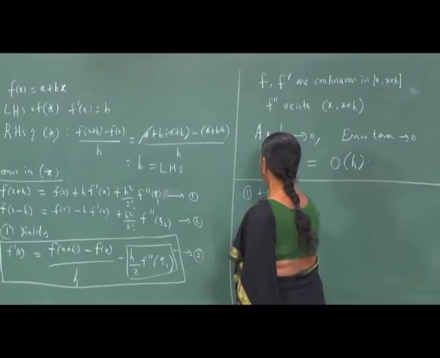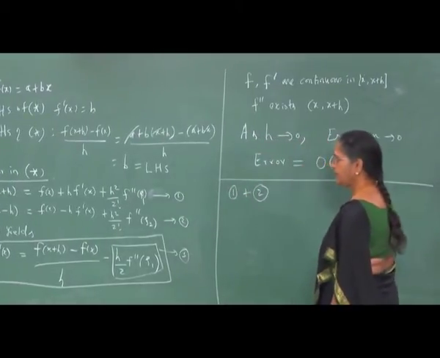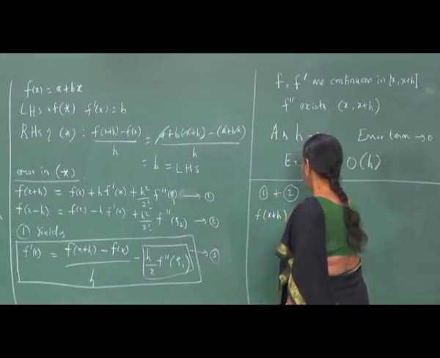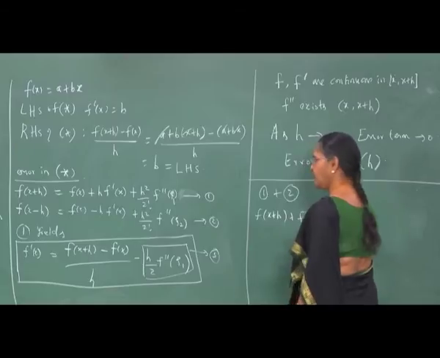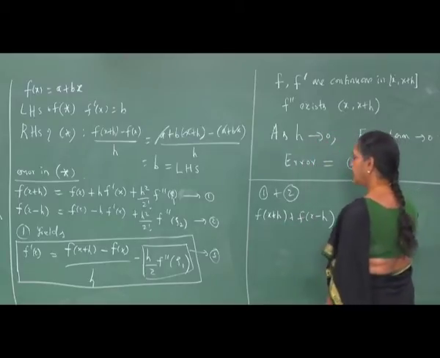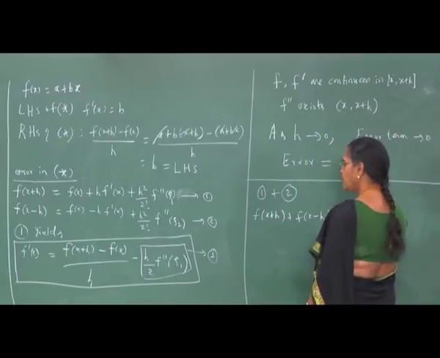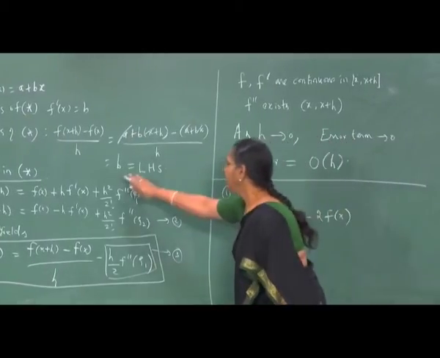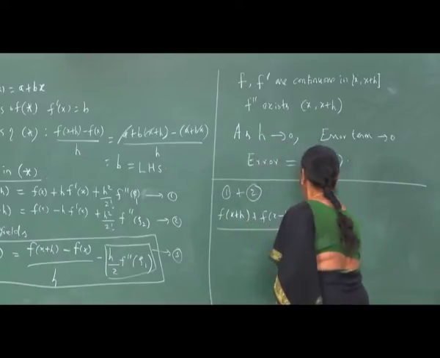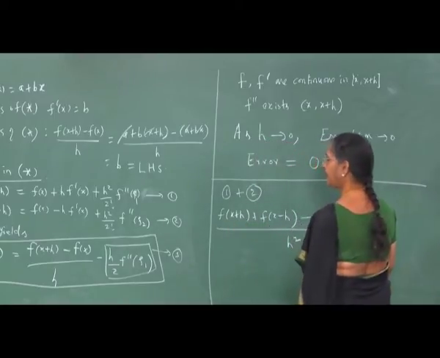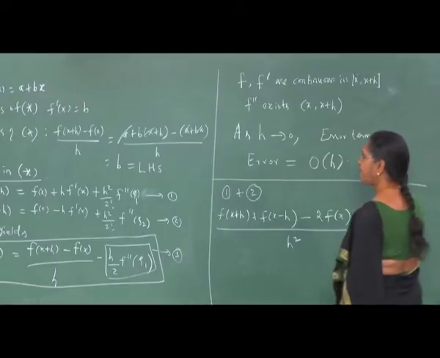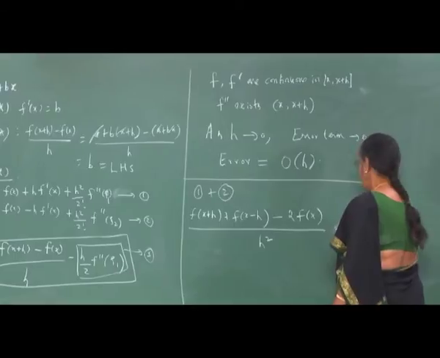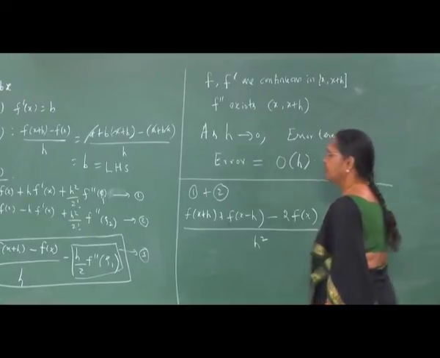Suppose I take 1 and 2 and add, then f of x plus h plus f of x minus h, then minus twice f of x, divided by h square is f double prime at x.